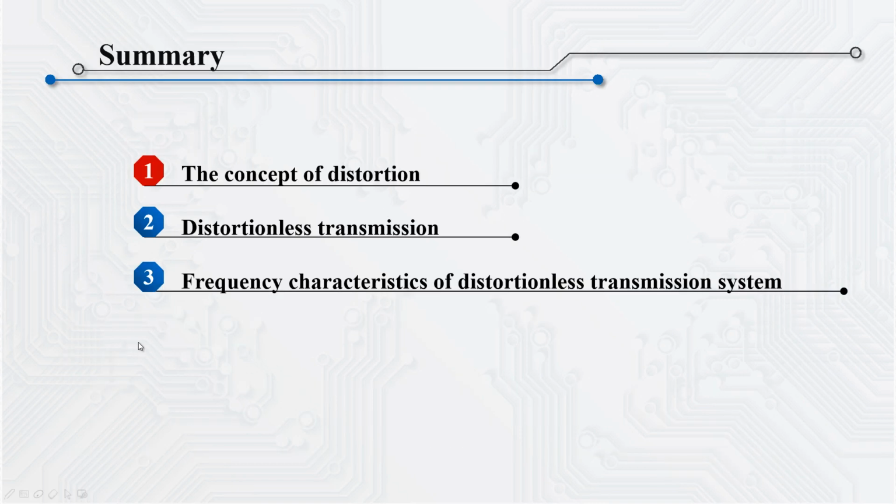In this lecture, we learned about the concept of distortion and the concept of distortionless transmission system and its frequency characteristic. The amplitude frequency characteristic is a constant. Phase frequency characteristic is a linear function. Therefore, the time delay of signals with different frequencies generated by the system should be the same, and the group delay of the system should be a constant.